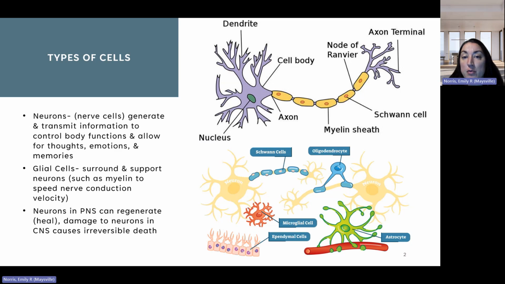Neurons in the peripheral nervous system, or PNS, can heal or regenerate, versus neurons in the central nervous system, once they're damaged, they are irreversible. They die and cannot regenerate.